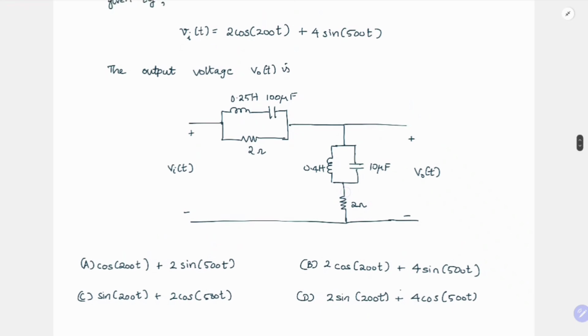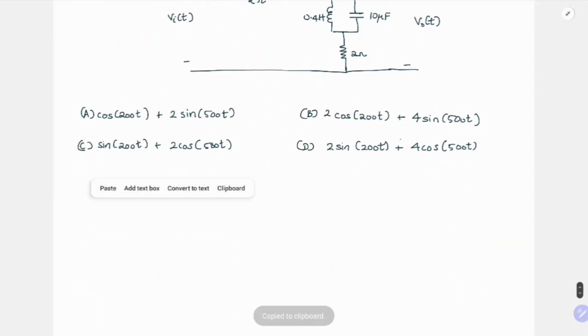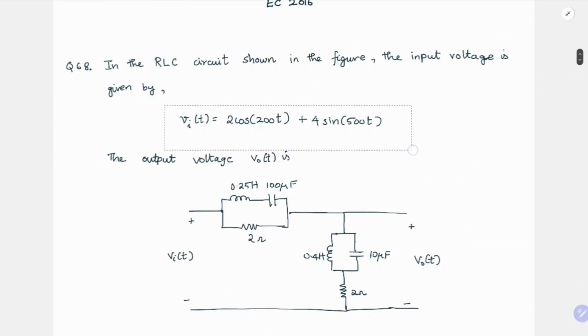So this is the circuit. If you first take an initial look, you will find it has two RLC networks. But once you try to solve it, it is going to simplify. So we'll take this circuit, and we also have this Vi of t.